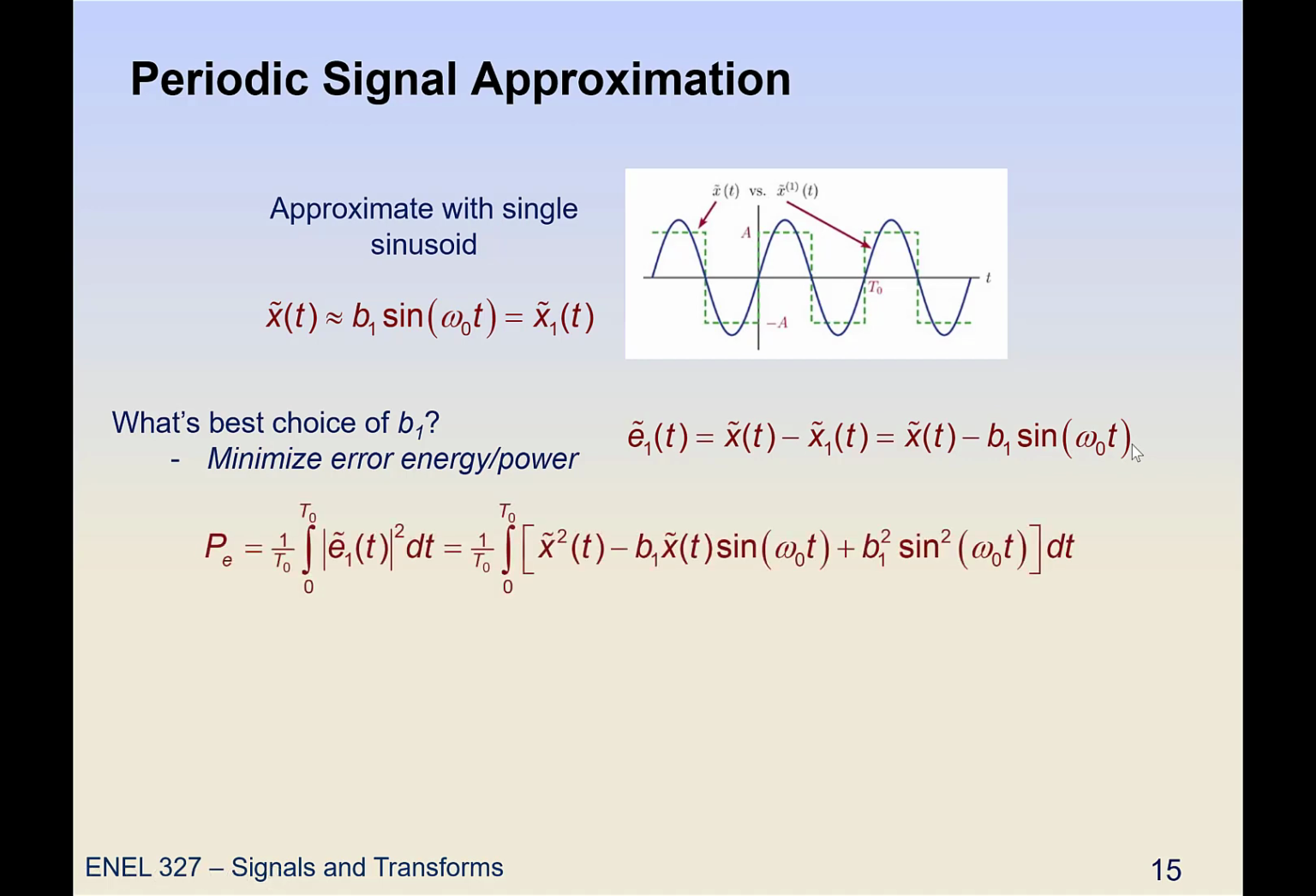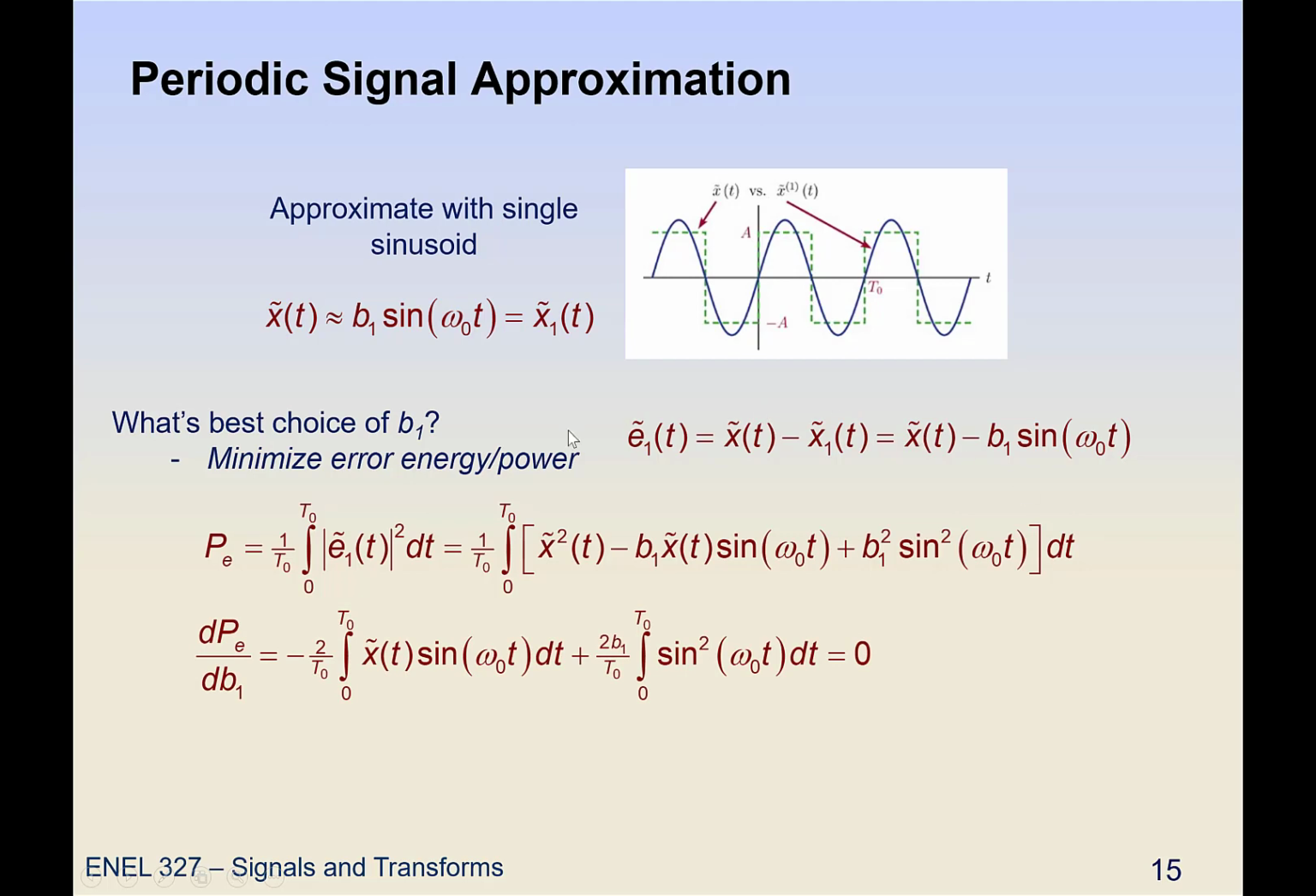Since we're talking about periodic signals, we have to talk about power because they have infinite energy. So let's talk about power. If we take a look at the expression for the power of this error signal, it's defined by this, and we can integrate over any period. We'll just go from 0 to t0, as that makes most sense. If we take our definition of this error, x minus b1 sine omega naught t, we get this expression here when we expand it out.